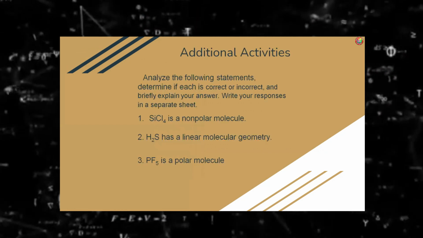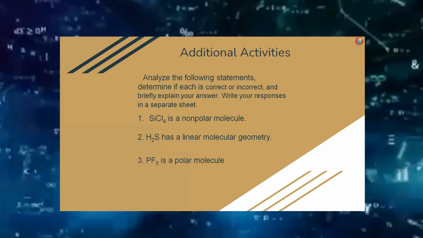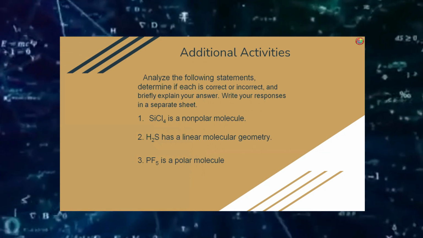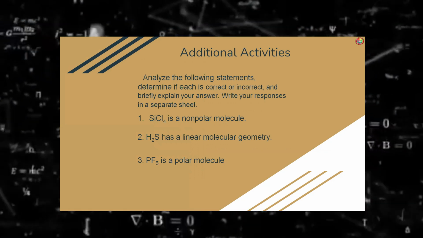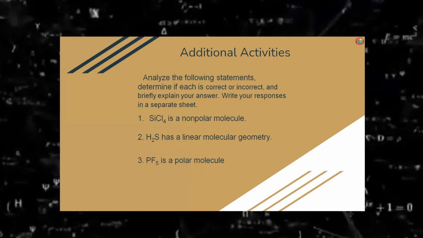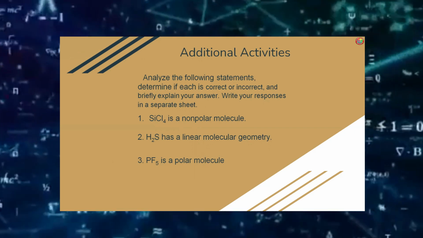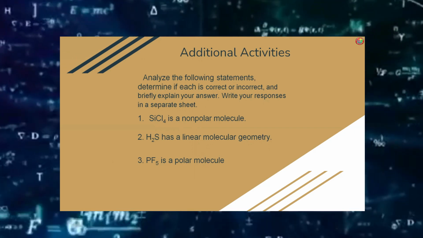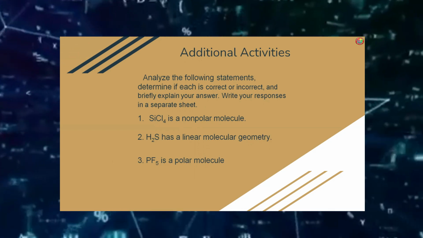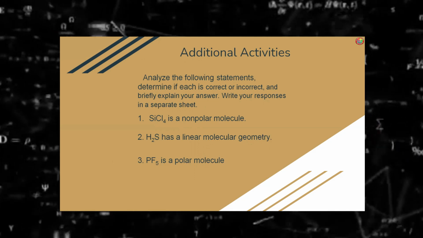Now, for the additional activities, analyze the following statements, determine if each is correct or incorrect, and briefly explain your answer. Write your responses on a separate sheet. Number 1, SiCl4, or silicon tetrachloride, is a nonpolar molecule. Number 2, hydrogen sulfide has a linear molecular geometry. Number 3, phosphorus pentafluoride is a polar molecule.